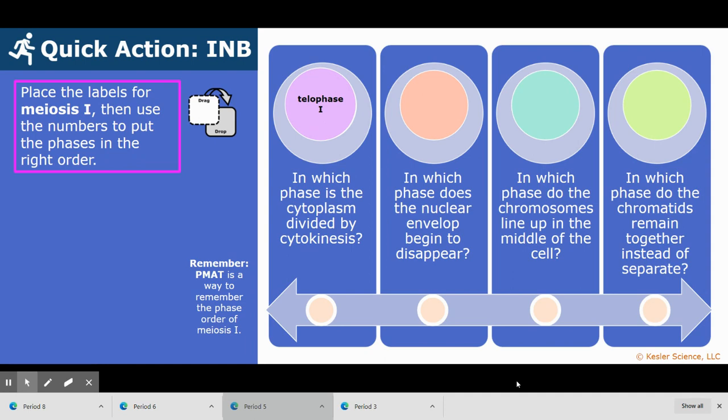The next one asks, in which phase does the nuclear envelope begin to disappear? That would be at the beginning. That's prophase 1. In which phase do the chromosomes line up in the middle of the cell? There was our M for metaphase. And in which phase do the chromatids remain together instead of separate? They're meaning when the chromosomes are moving away from each other, they're talking about anaphase. And then here's the order that they all occur in. PMAT, remember, prophase, metaphase, anaphase, telophase.